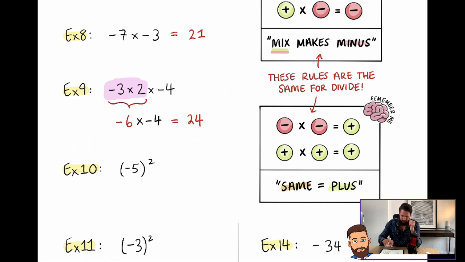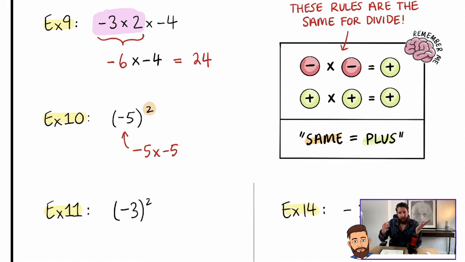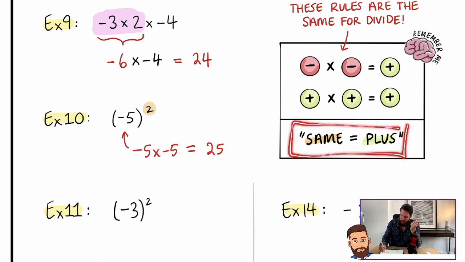Example 10. We've got minus 5 in a bracket squared. The first question to ask yourself is, what does squared mean? Well, squared means times by itself. We ignore the signs. 5 times 5 is 25. Now we think about the signs. We've got a minus times by a minus. Well, we know, don't we, that the same, a minus times by a minus, is a plus. So the answer to this is just plus 25.